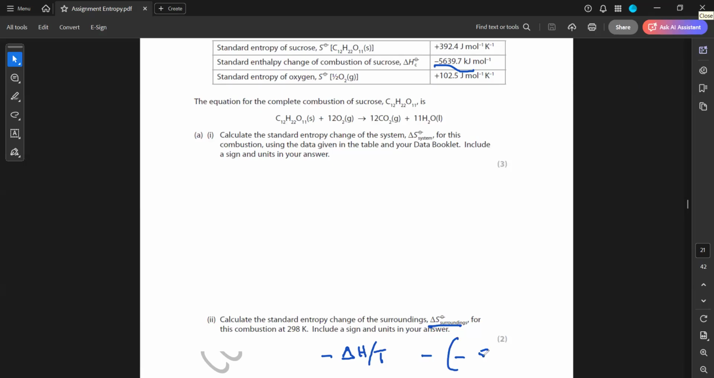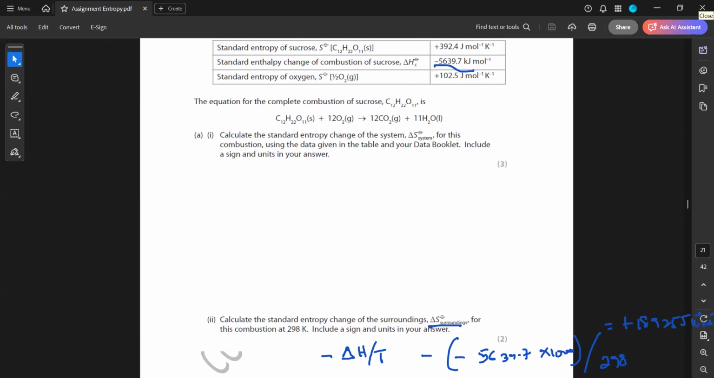Then the delta H itself is negative, so we write 5639.7 and then multiply by 1000. Why multiply by 1000? To convert into joules. And then divided by temperature, which is 298 Kelvin. So this will give us the answer in joule mole inverse Kelvin inverse, which is plus 18925. So the final answer will be plus 18925 joule Kelvin inverse mole inverse.